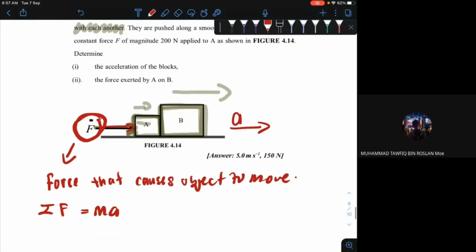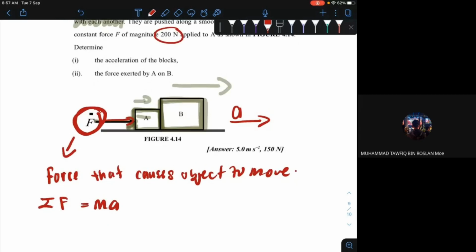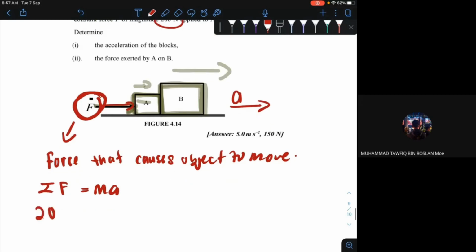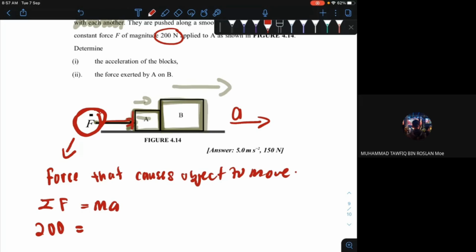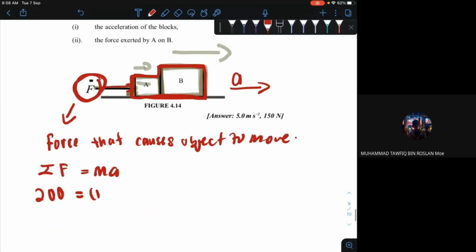So the force that you have applied here is 200 Newton and that is the only force that causes the object to move. So ini akan jadi 200 sama dengan mass dekat sini kena jadi mass total sebab dua-dua objek bergerak, bukan satu objek sahaja. Okay, both the objects move. So kita akan ambil 10 kg plus 30 kg.